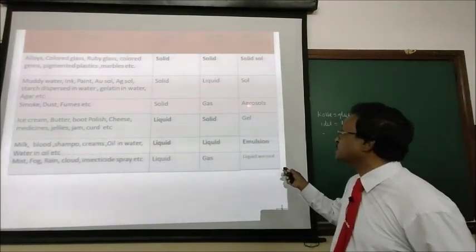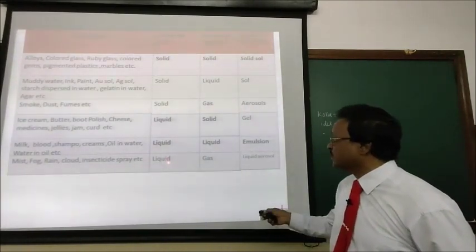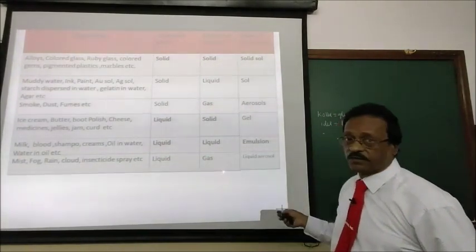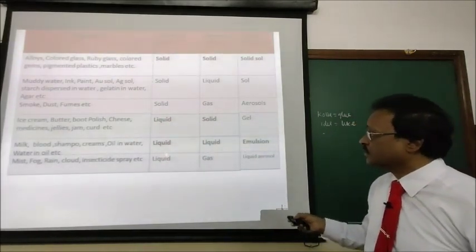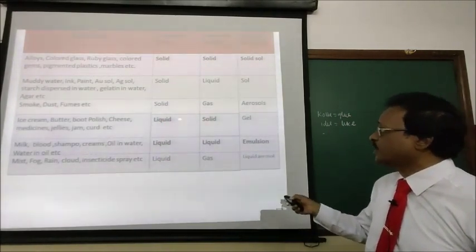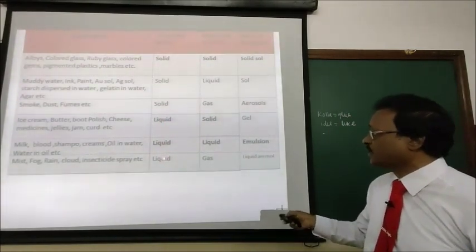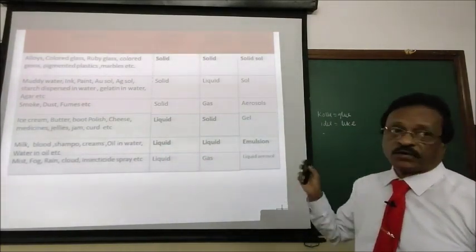Aerosol is solid dispersed in gas, or liquid dispersed in gas, liquid aerosols. But here you can observe that all states are possible for colloids. The dispersed phase may be dispersed in a medium: solid in solid, solid in liquid, liquid in gas. All states are possible here also for the examples of the colloidal system.